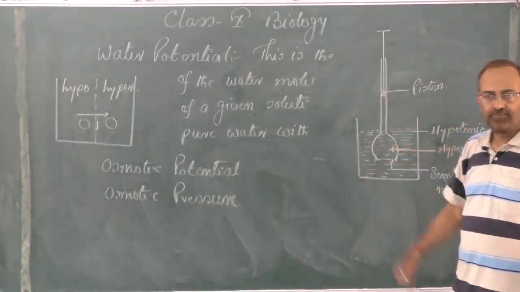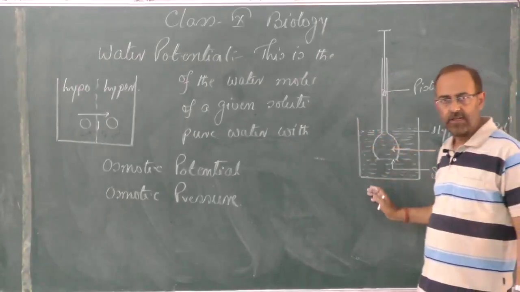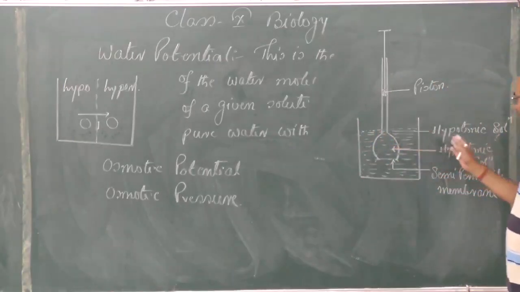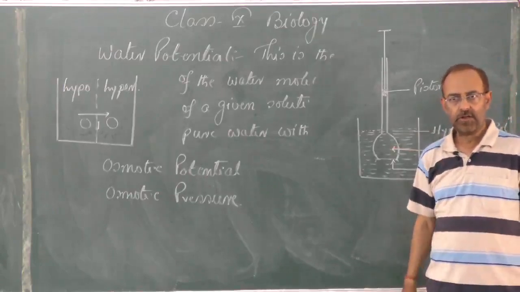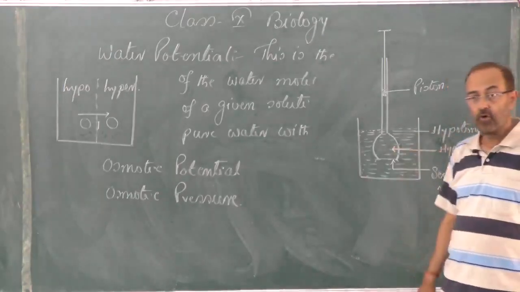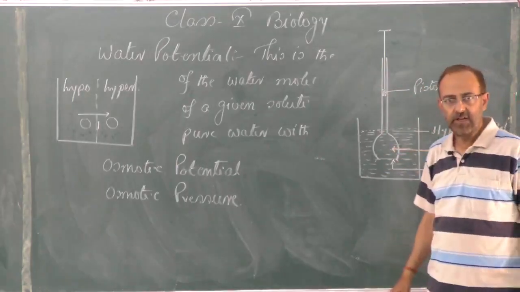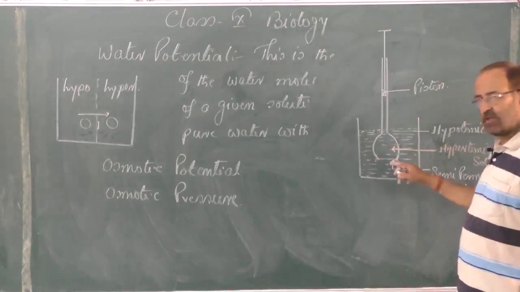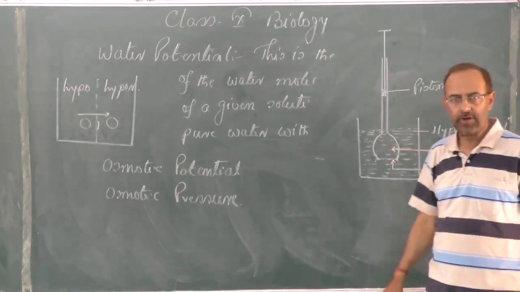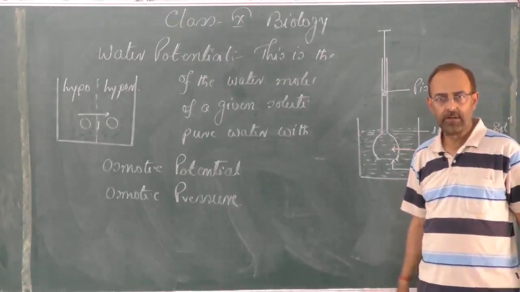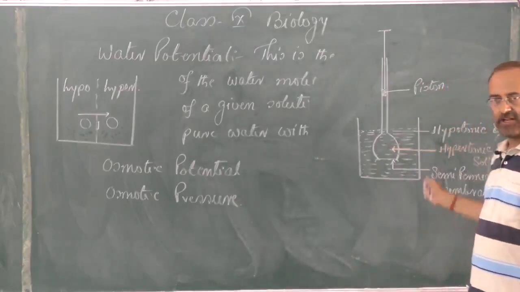Look at this diagram. This is a container in which I have taken a hypotonic solution, a less concentrated solution. Clear? Where the water potential will be more. And this is an inverted thistle funnel, the mouth of which is closed with the help of a semi-permeable membrane like egg membrane, or any other membrane of such kind which is semi-permeable in nature.